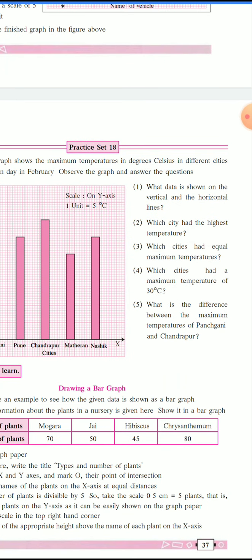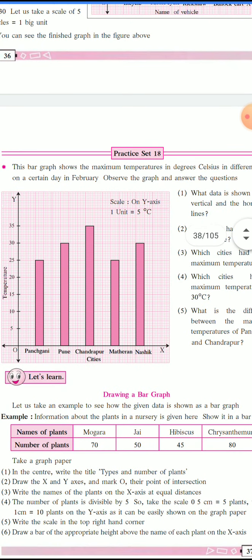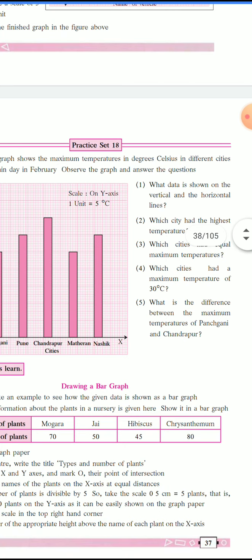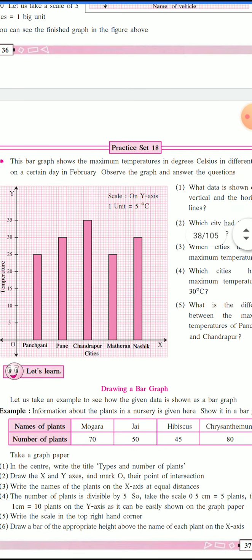What is the difference between the maximum temperature of Panchgani and Chandrapur? Now, before this, you have to find out the temperature of Panchgani and the temperature of Chandrapur. If you see, Panchgani's temperature is 25 and Chandrapur's temperature is 35. Subtraction of 35 and 25 gives you the answer. So the difference between the maximum temperature of Panchgani and Chandrapur is equal to 35 minus 25, that is 10 degrees Celsius.